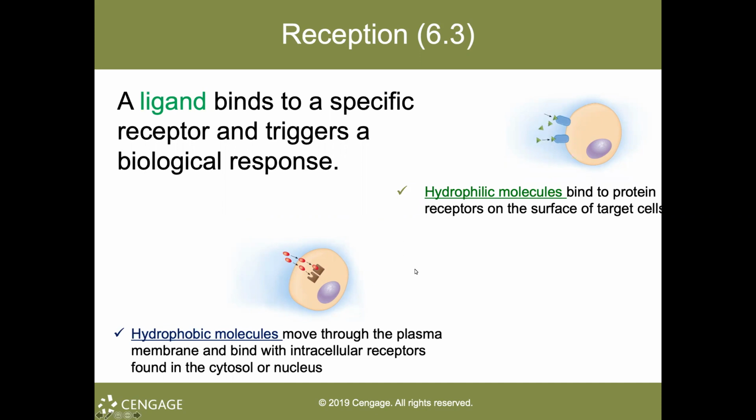Whereas there are some receptors that are located in the cytoplasm or in the nucleus. In order to cross the plasma membrane, these ligands must be hydrophobic. Hydrophobic ligands will bind to receptors that are present in the cytoplasm or in the nucleus. Okay?